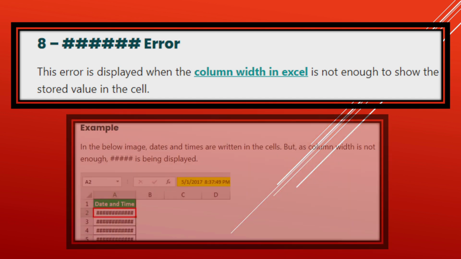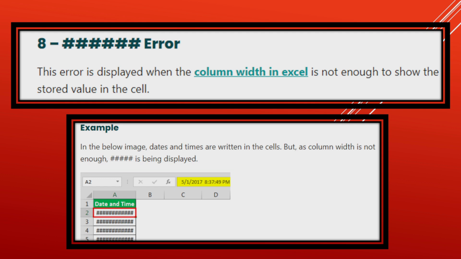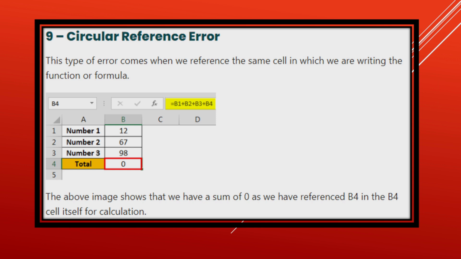And this is probably the most common one, our string of hashes error. This is displayed when the column width in Excel is not enough to show the stored value. So there we see we've got date and time, and because it's so long, it's not fitting into that cell, and then we have our row of hashes.